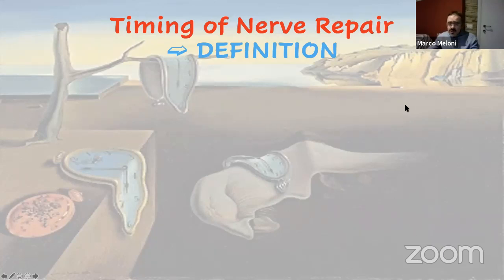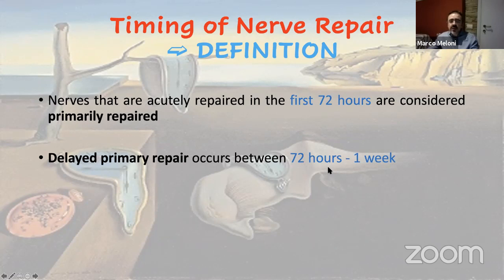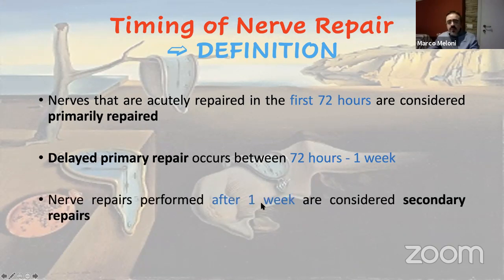And let's remember the definition. When we do nerve repair in the first 24 hours, we consider it a primary repair. When we do it between 3 days and 1 week, we consider it a delayed primary repair. So this should be happening in blunt injuries. And nerve repair performed after a week is a secondary repair.